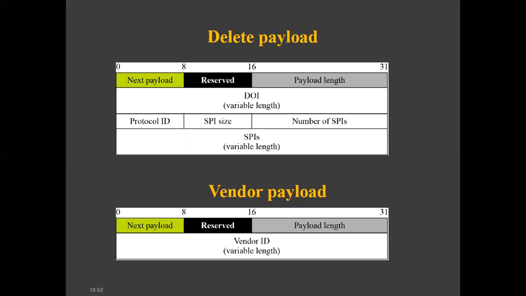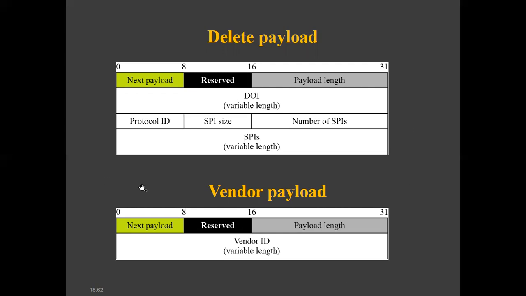The payload fields are like this. First, it is carrying the DOI, which is a 32-bit field, which we have already seen. Then the protocol ID, the SPI size, and the number of SPIs. This is a 16-bit field which defines the number of SPIs, and one delete payload can report the deletion of several security associations. And the SPI is a variable length field which defines the SPIs of the deleted security associations.